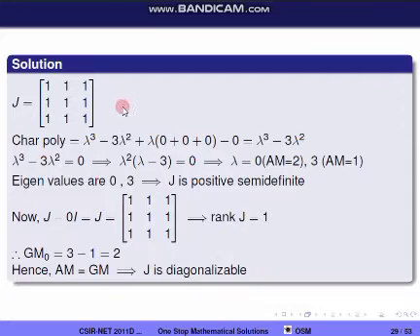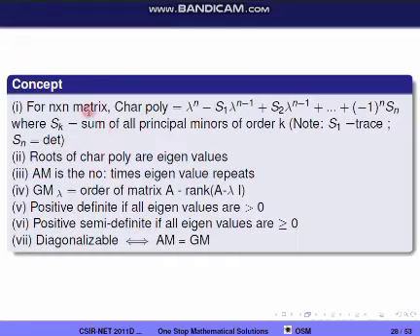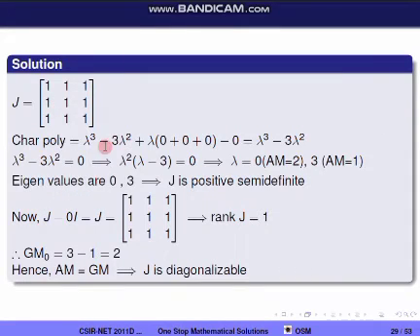So J is a 3 cross 3 matrix whose entries are all 1. So we are forming that matrix J. Now I am finding its characteristic polynomial using this concept. So this is equal to lambda cube minus trace. Trace means sum of diagonal elements. So that is equal to 3 lambda square plus lambda into the sum of principal minors of order 2. So we'll get everything as 0. So plus lambda into 0 plus 0 plus 0 minus determinant. So minus 0.